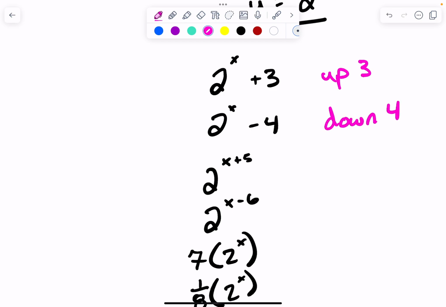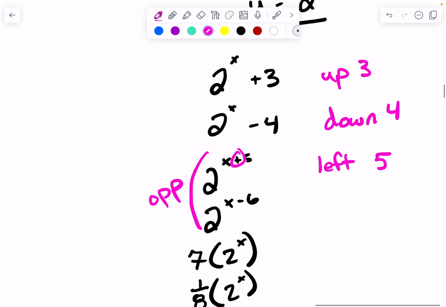Down 4. The 5 is going to move him 5 units to the left because plus actually means left and minus means right. So this is the opposite. Okay, so left 5. Okay, minus 6 means to the right 6.